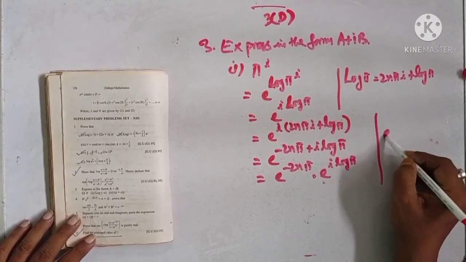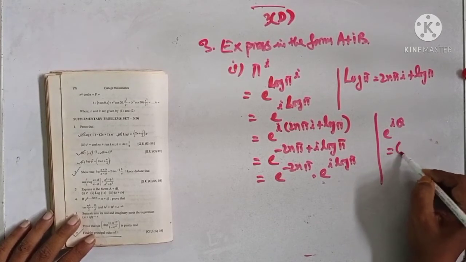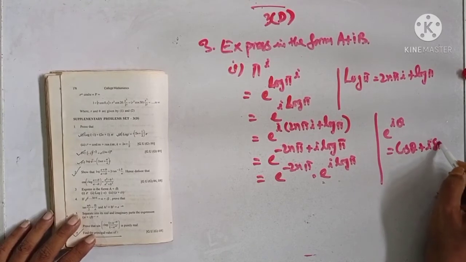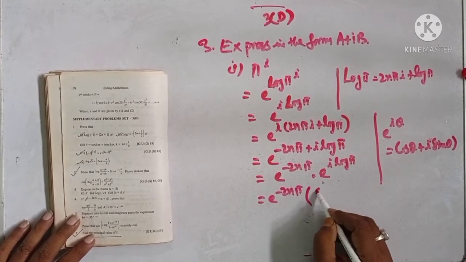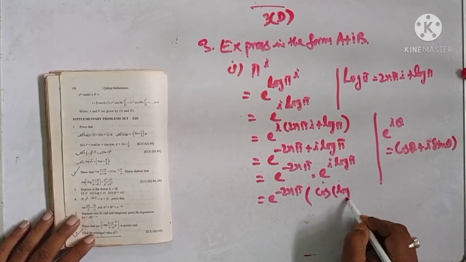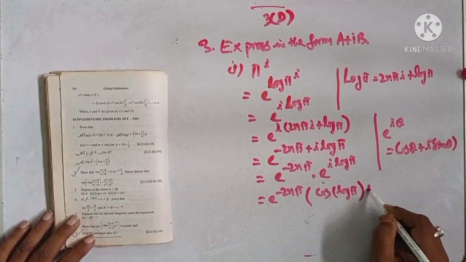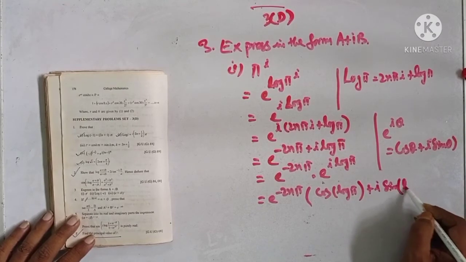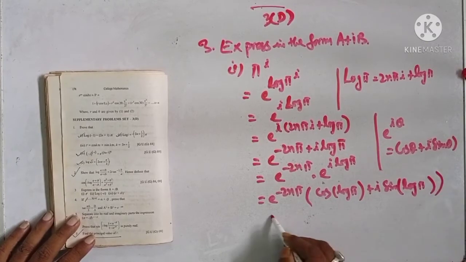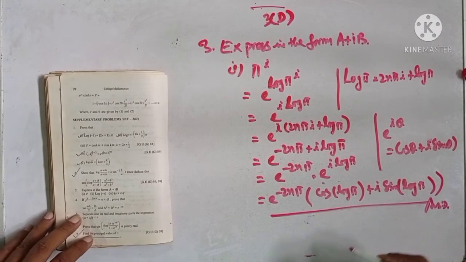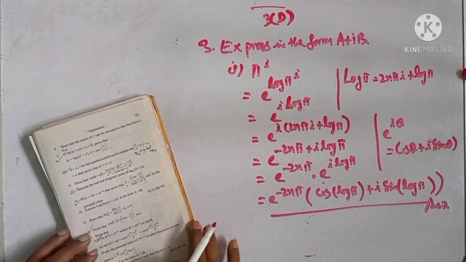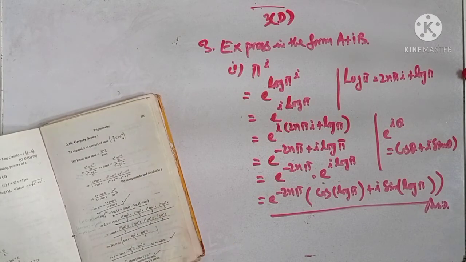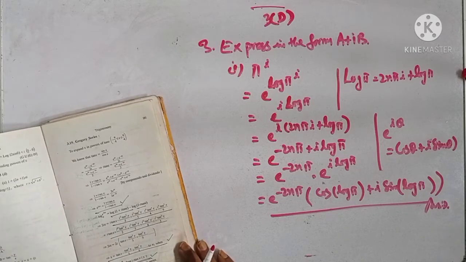That means e to the power of i theta is equal to cos theta plus i sin theta. So e to the power of minus 2n pi, that is cos log pi plus i sin log pi. So this is your answer in the form a plus ib. So this is your answer. Let me check the answer.